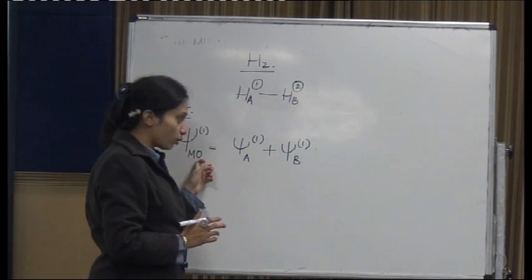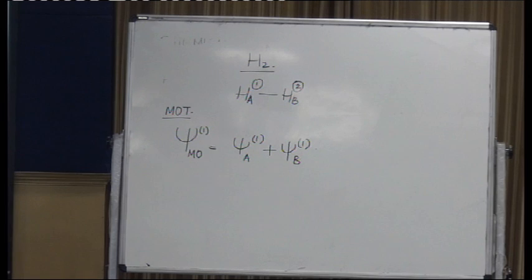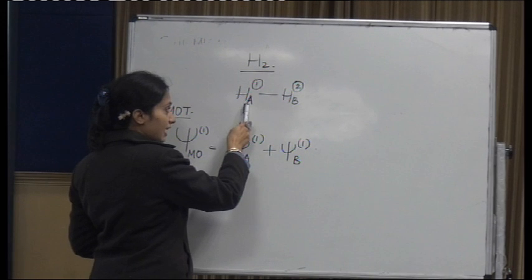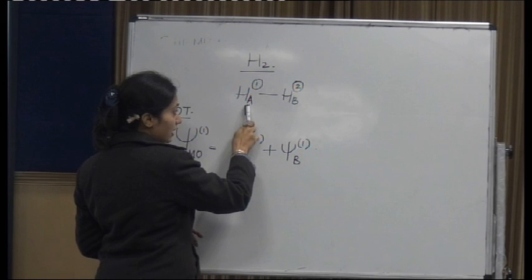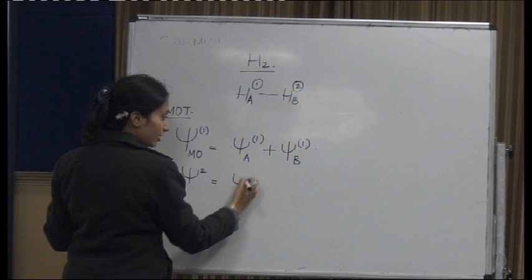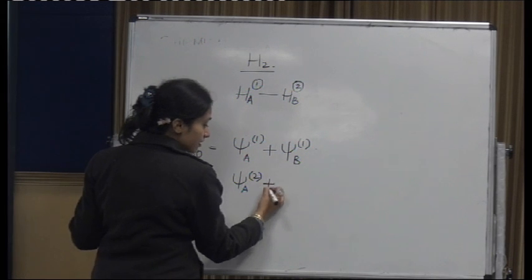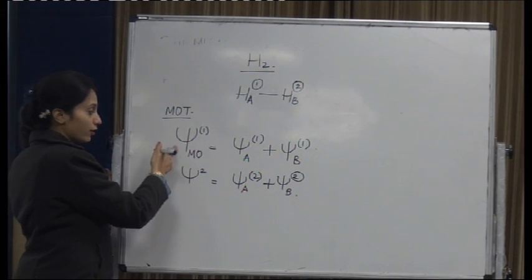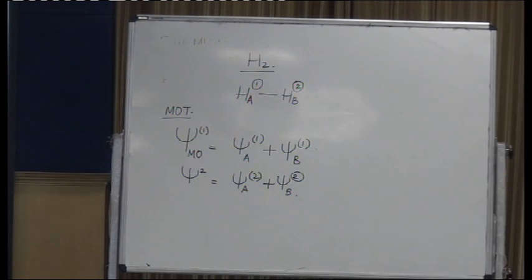Now here in the case of the molecular orbital approach, each electron is simultaneously associated with all the nuclei in your system. So that means if you are talking about the first electron, it is interacting with A and B simultaneously. If you are talking about the second electron, it is interacting with A and B simultaneously. So for the second electron also, it will be electron 2 being associated with A, plus electron 2 being associated with B. So this is for the first electron and this is for the second electron. Now this is the basis that you just have to understand for the molecular orbital theory.